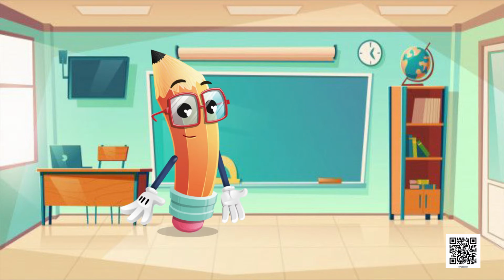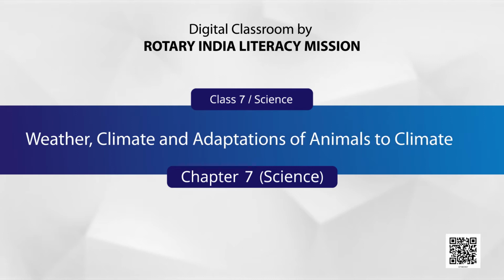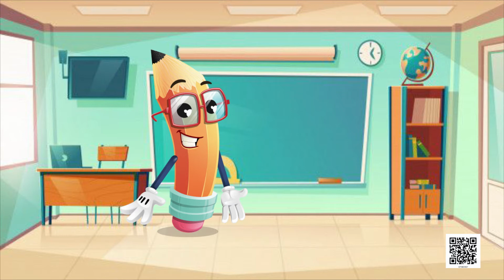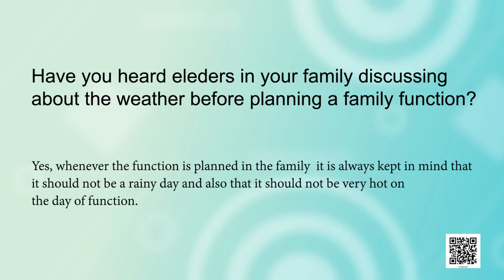Today, we shall study Lesson 7 of Science, that is, Weather, Climate, and Adaptations of Animals to Climate for Class 7th. But before we begin with our lesson, I would like to ask you some questions and you try to answer these questions. The first question is, have you heard elders in your family discussing the weather before planning a family function? Yes, whenever a function is planned in the family, it is always kept in mind that it should not be a rainy day and also that it should not be very hot on the day of function.